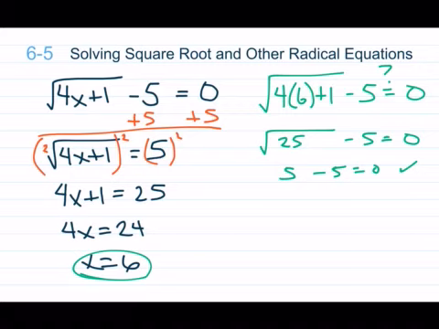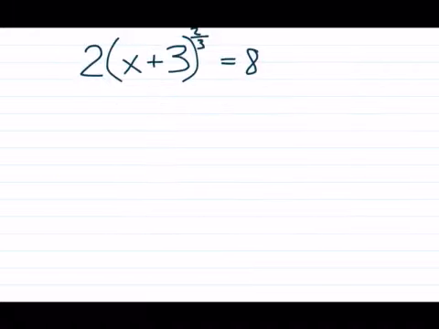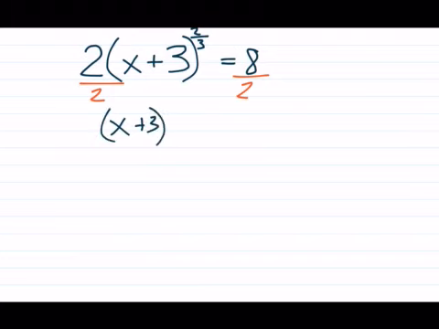Now we're going to move into other radical equations. So here you can't see the radical because you don't see a radical symbol. But a power of 2/3 has an index of 3. So this is also a radical. It's a cube root. So we need to isolate my radical by dividing by 2. That'll give me x plus 3, still to the 2/3 power, equal to 4.